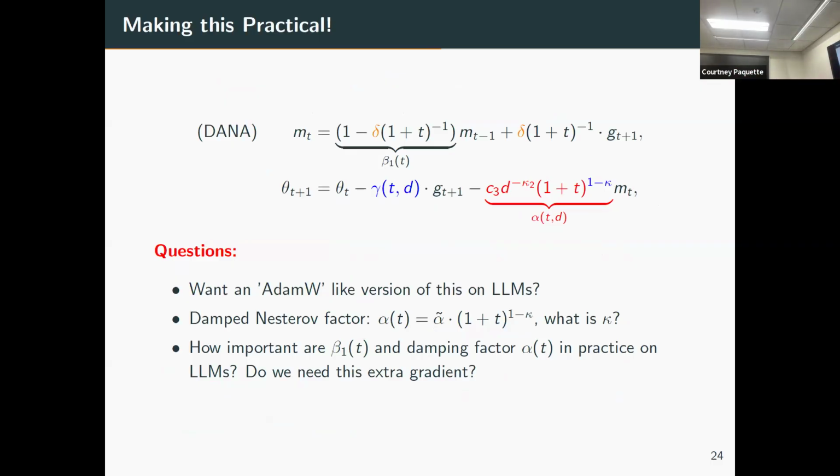Okay, so maybe just to start, we were super interested in trying to make this practical. We are not empirical people, okay? So we tried to make a science out of what people did. This is not the practical algorithm. The natural one is to make an Adam version of this for LLMs. So you still have a damping factor. The question is, what is kappa, but now for actual LLMs? And how important are all these quantities in making this thing work?